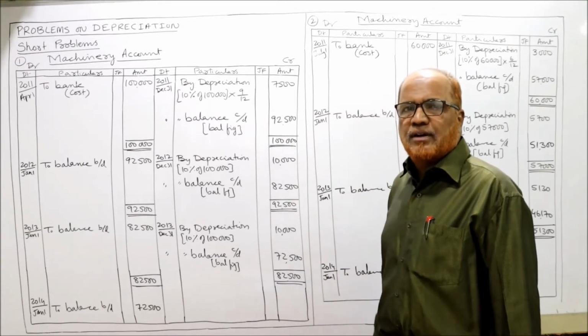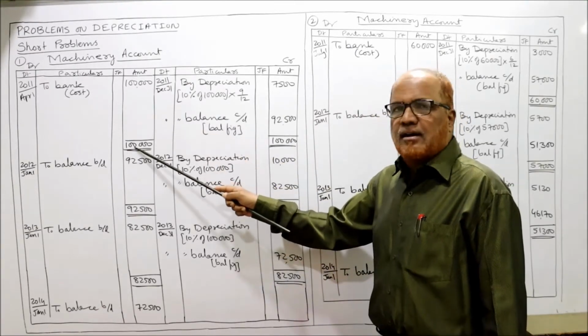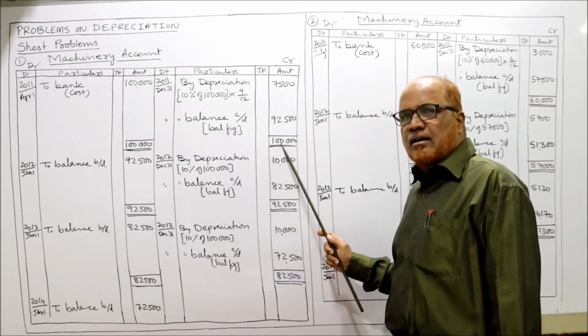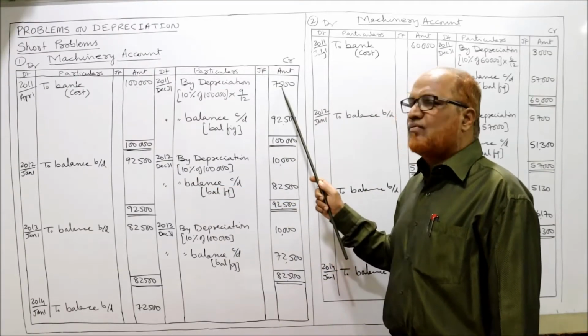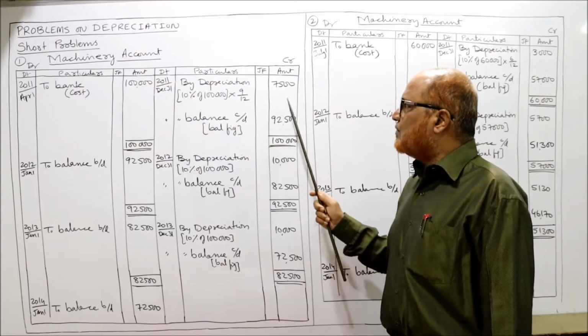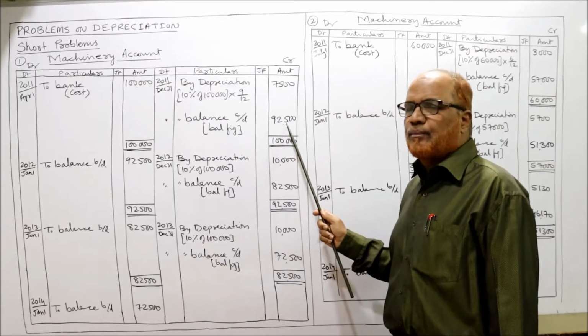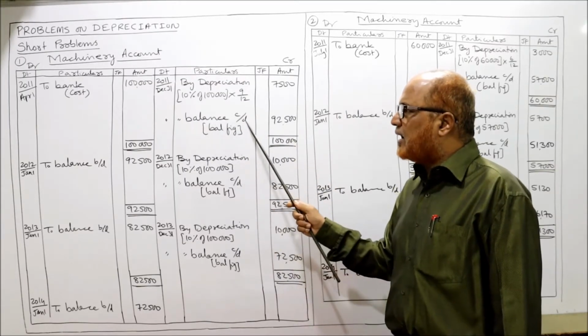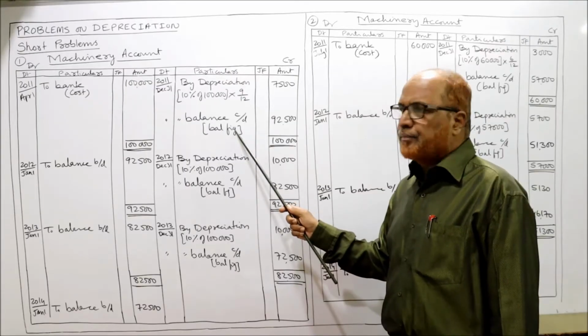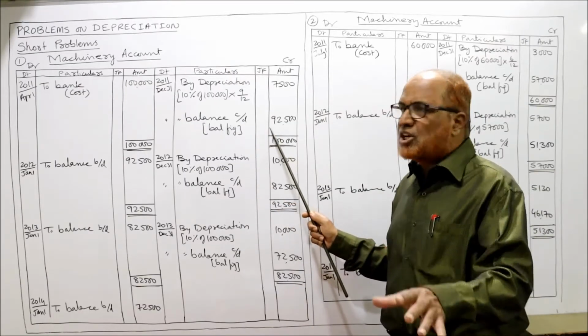Then we take the balancing figure. On the debit side we have 1 lakh. Same line, you take 1 lakh. Now 1 lakh minus 7,500, you will get 92,500. This is the by balance carried down, the balancing figure. Carried down. The first year is completed.